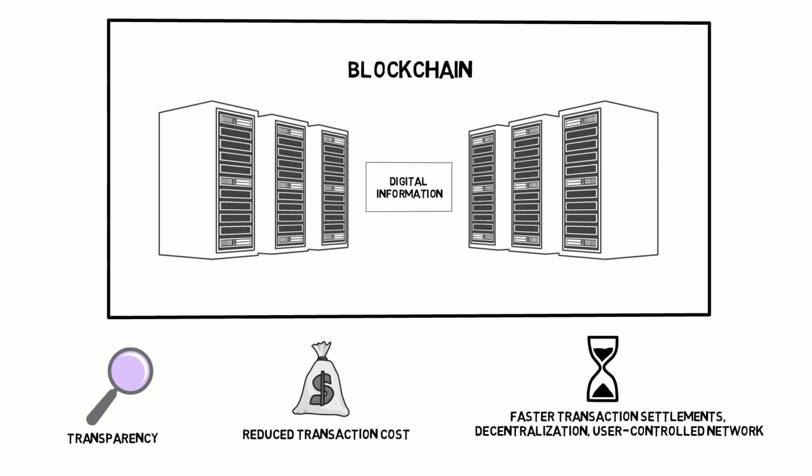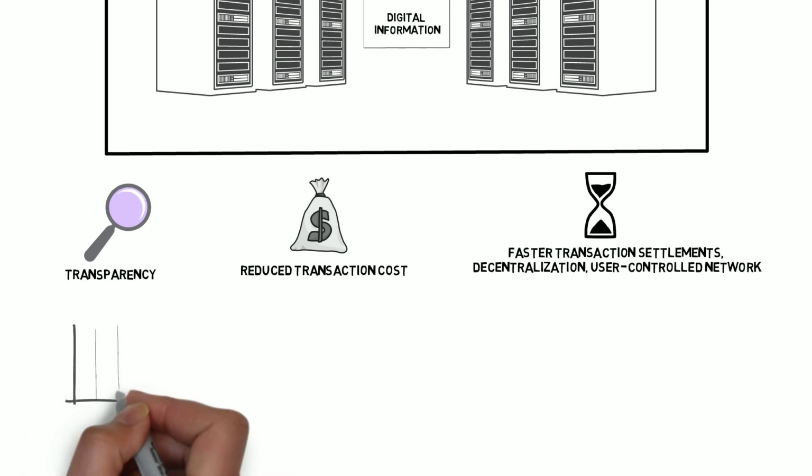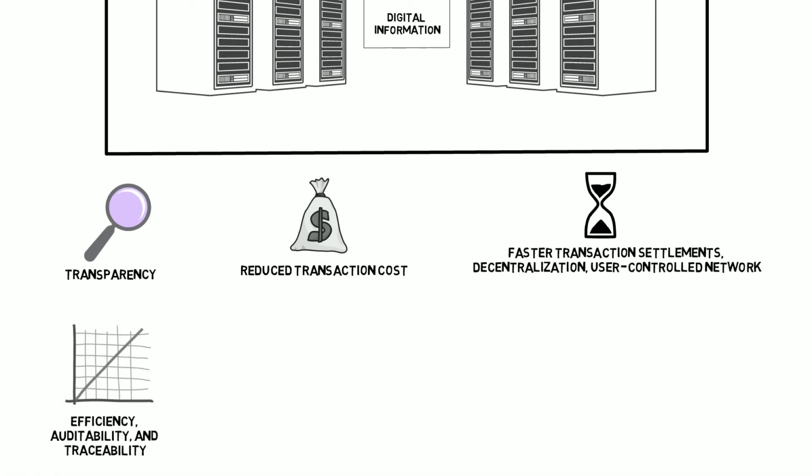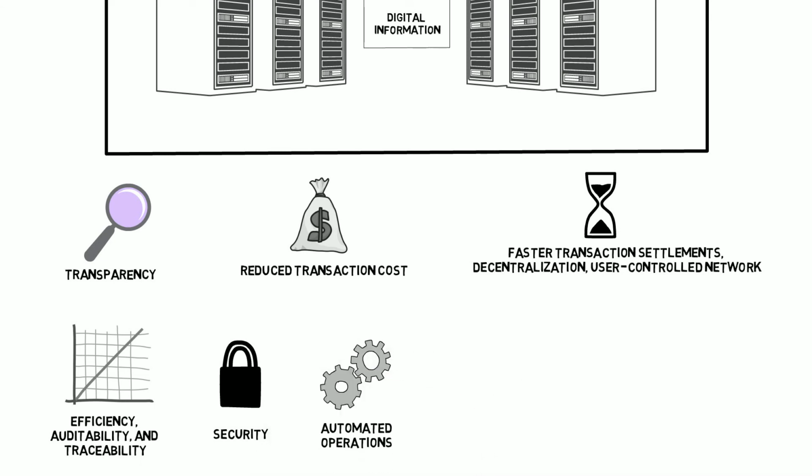By streamlining and automating traditional paper-heavy processes with blockchain, transactions can be completed faster and more efficiently. Efficiency, auditability, and traceability. The historical transaction data can help to verify the authenticity of goods in a supply chain and prevent fraud. Security. Malicious actors cannot change data because the transactions are then stored across a network of computers. Automated operations. Operations are fully automated through software. Private companies need not run any operations.